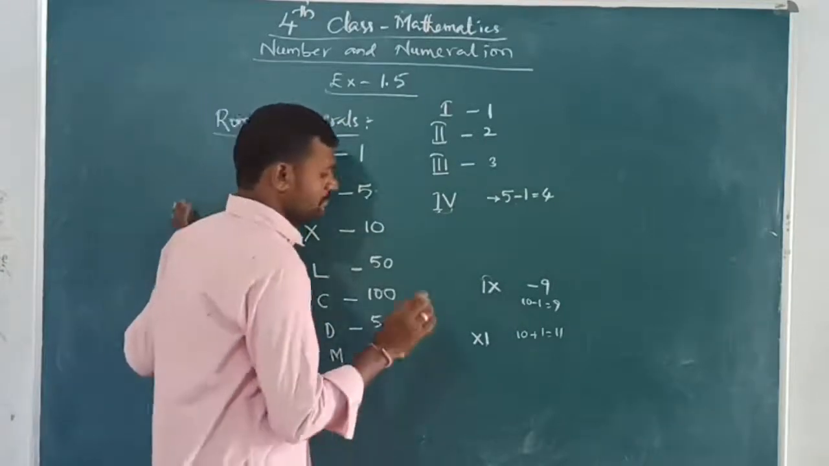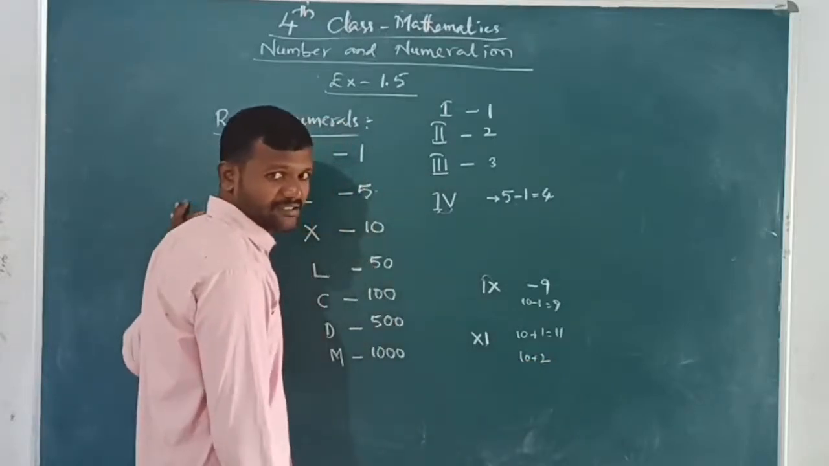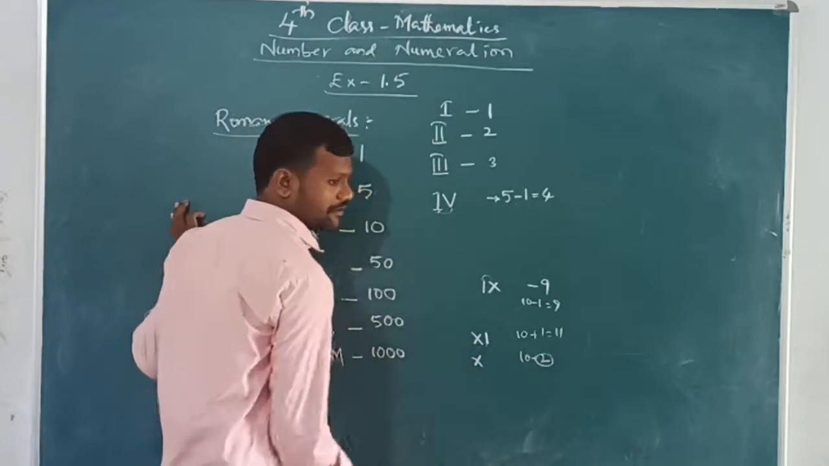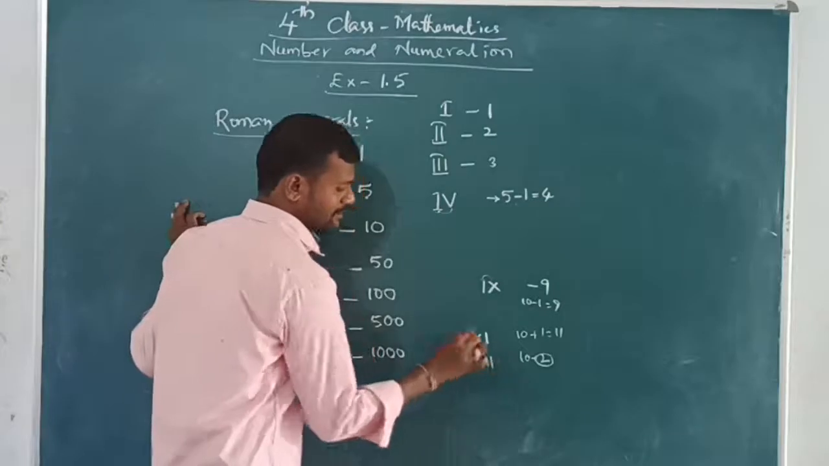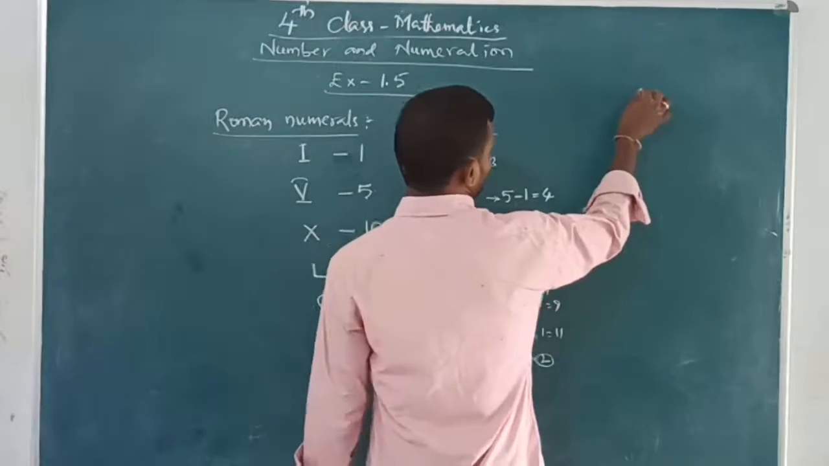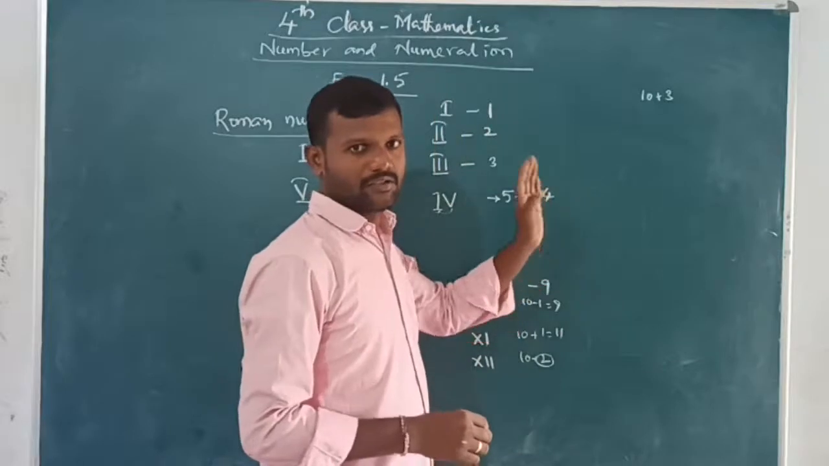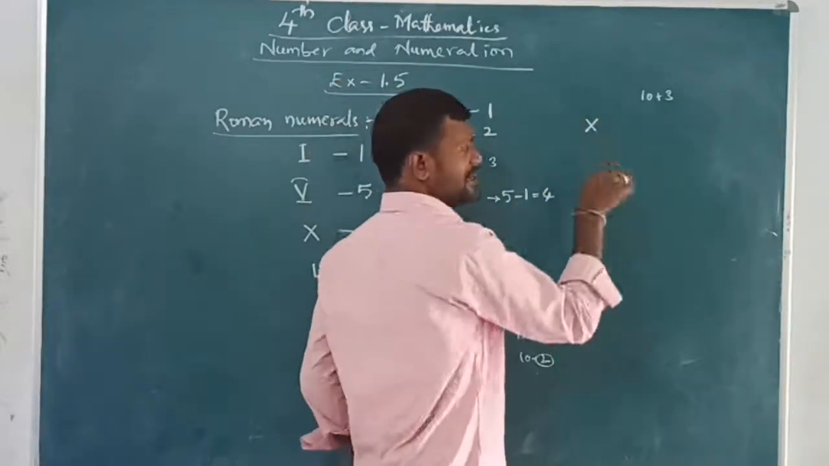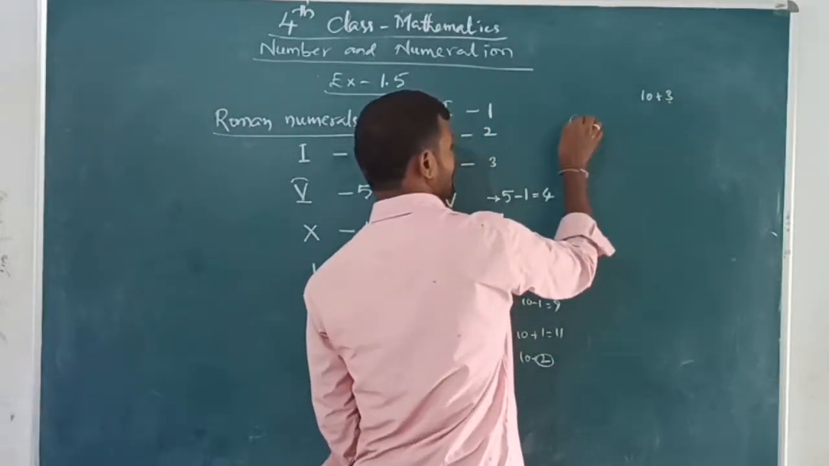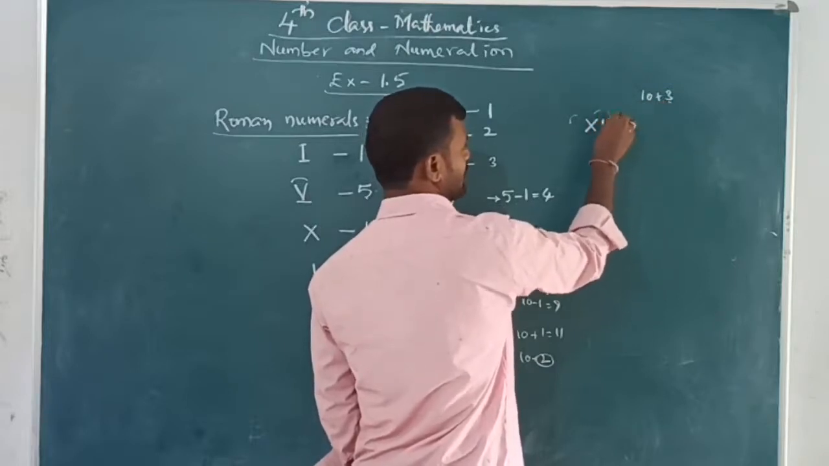Now I want to write 12. 12 means 10 plus 2. So 10 is X, and 2 you have to add. So 2 should be written on the right side like this. That is 12. Next I want to write 13. 13 means 10 plus 3. So first you have to write 10, and after that 3. Since we are adding, you have to write it on the back side of 10 like this.